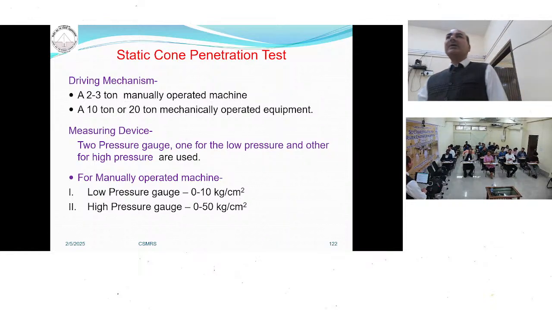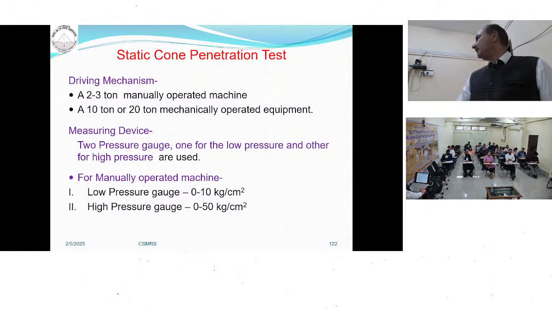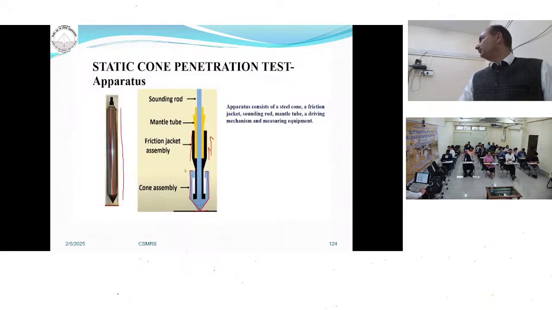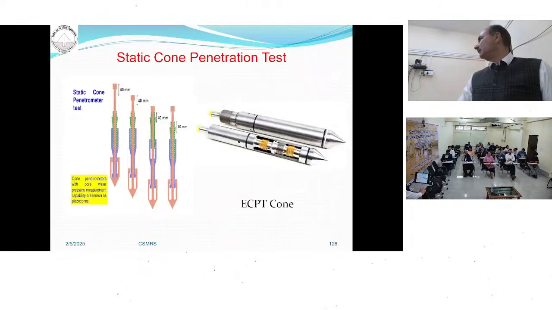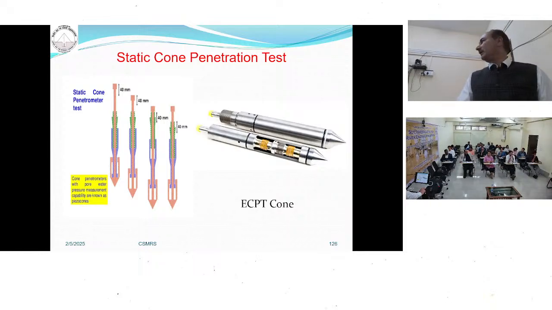There are two types of machines. One is hand operated, which has a capacity of 2 to 3 ton. The other is machine operated, which has a capacity of around 10 ton to 20 ton. So how do you do it? This is the cone, and this is the picture. First you drive the cone and determine the cone resistance. Second, after you drive cone plus friction jacket, we get both the resistances. So by knowing the cone resistance and the friction resistance, you can determine the shear strength of the soil.